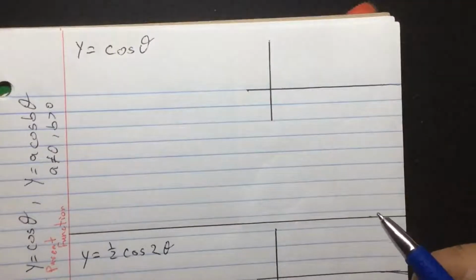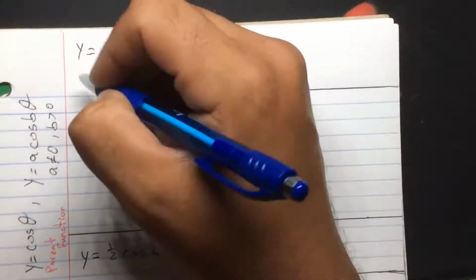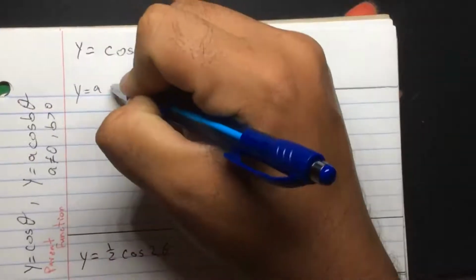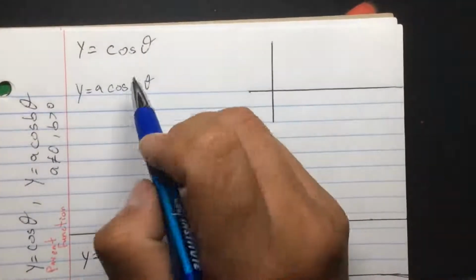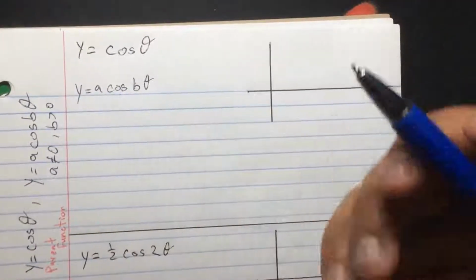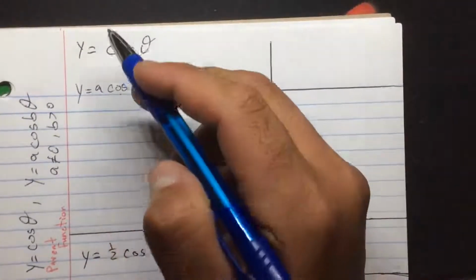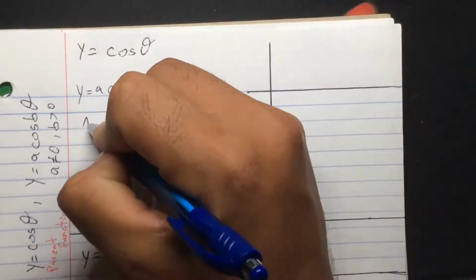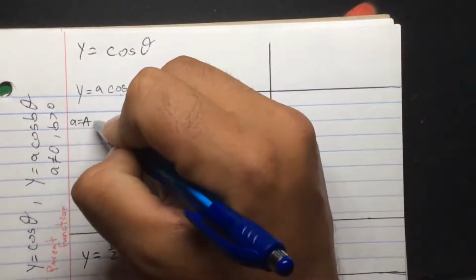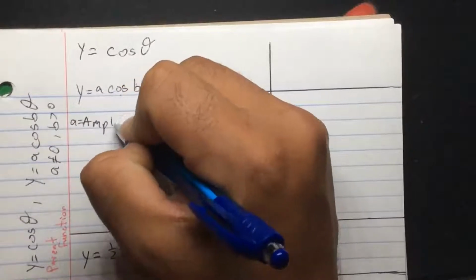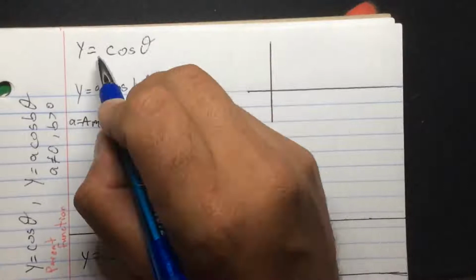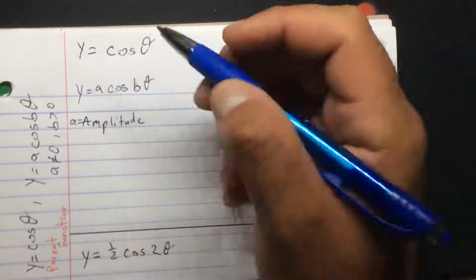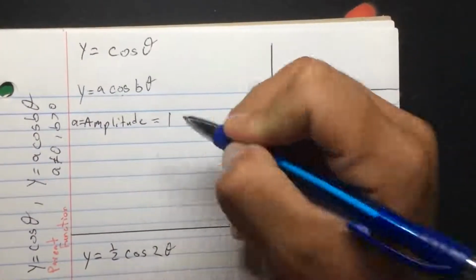Alright, so once again, we're going to be graphing cosine theta. What we're going to be using is y equals a cosine b theta, similar to sine, except instead of sine we have cosine here. In this one we notice that our a, which is our amplitude, is going to be equal to 1 because there's really nothing here. So we know there's an invisible 1 there. So our a is going to be equal to 1.